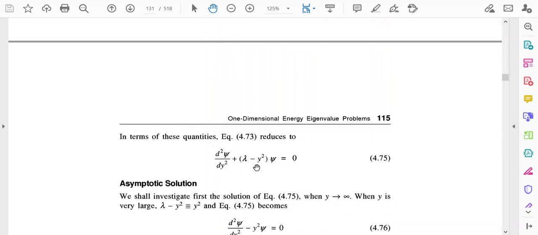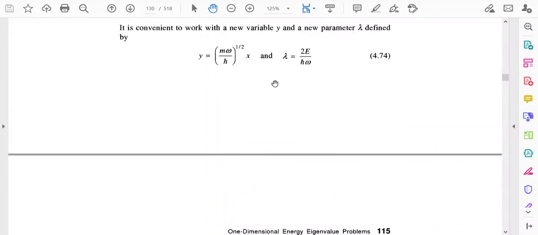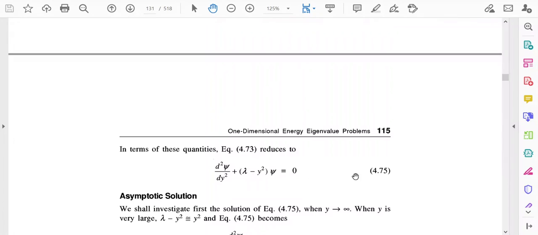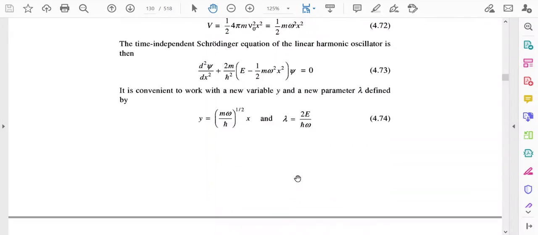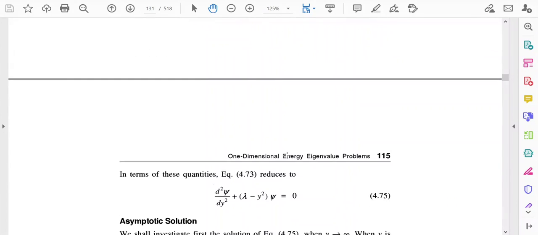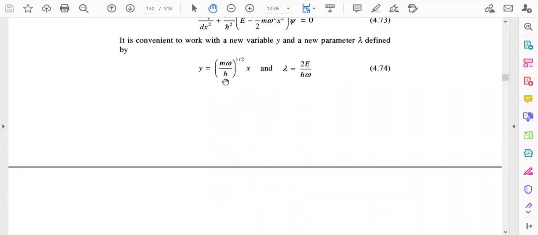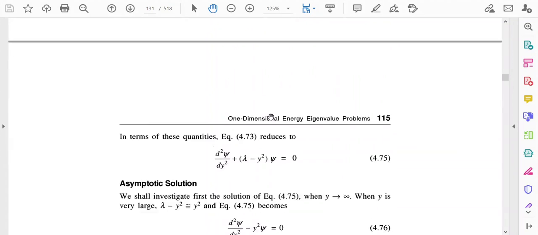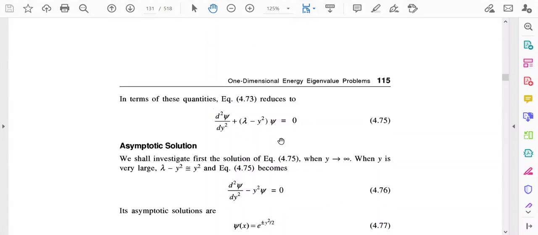If we put the values of lambda and y defined here into equation 4.75, then you will again get equation 4.73. So equation 4.75 has been obtained from equation 4.73 using these parameters. We defined these parameters, and by using them, the new equation has been obtained.